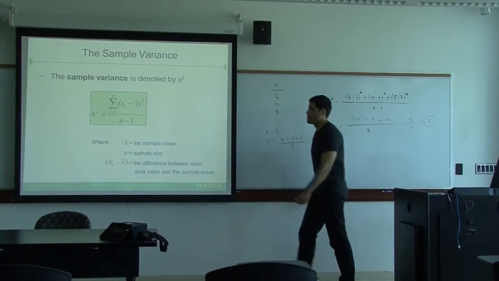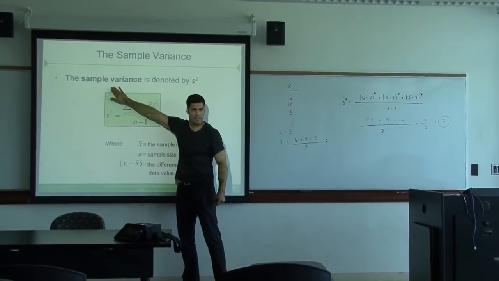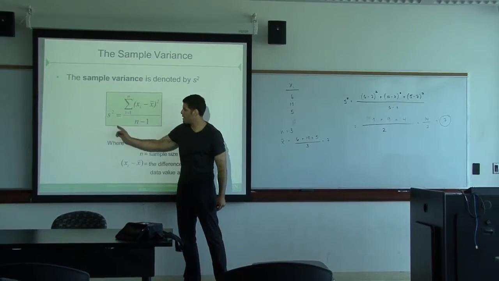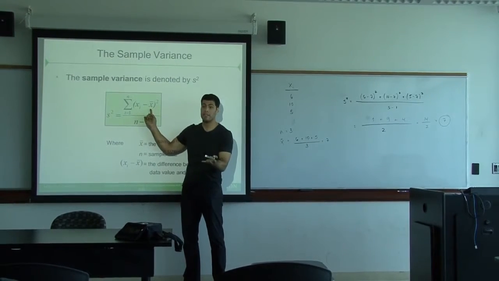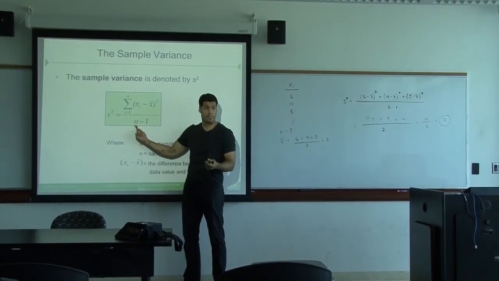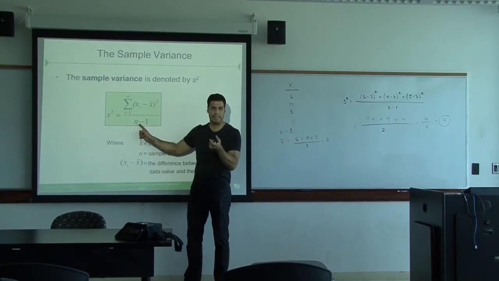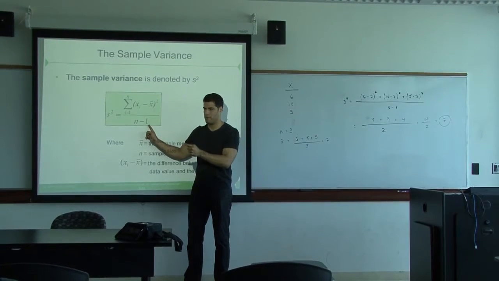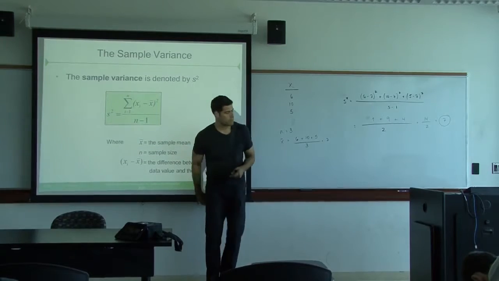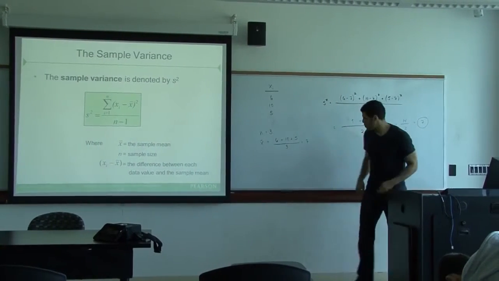Just notice one thing. This is a sample variance, and the formula has sample notation. Notice the x bar is a sample mean. Notice the small n is a sample size. And don't forget that in the case of a sample variance, we actually take the sample size minus 1. Don't forget that, okay? All right, now I said I wanted to do it in a table format.